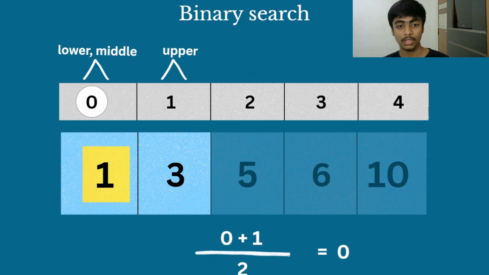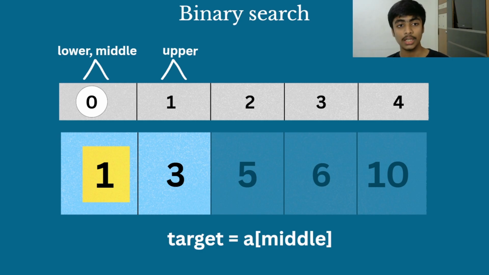So that's going to be the lower plus upper by 2. In this case, we get 0. So the middle index is going to be 0 and the middle element is going to be 1. We're going to check if the target value that we're searching for is equal to this middle element. If this is true, we found our value.